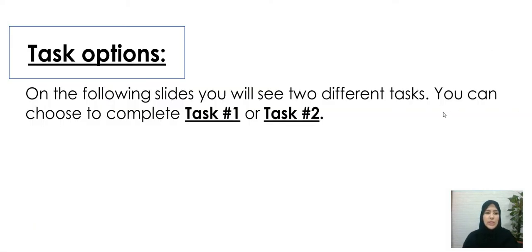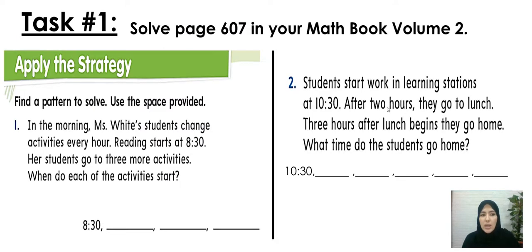Now we've reached the task options. Guys, today is your math homework. So in the following slides, you are going to find 2 different tasks. You can choose to complete task number 1 or task number 2 as a homework. Now for task number 1, solve page 607 in your math book volume 2. You will find in your math book these 2 problems. I'm going to explain to you the problem, and then you have to find the answers on your own. Send them to me on Class Dojo, then I'll check your answers.